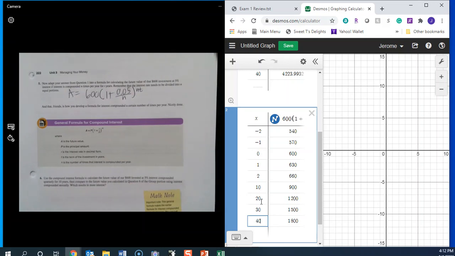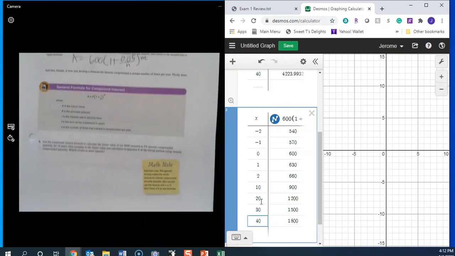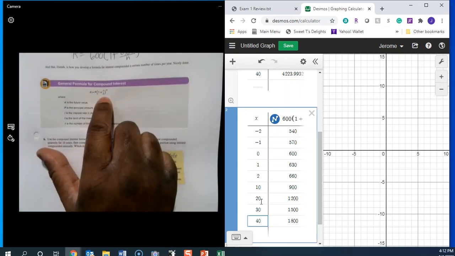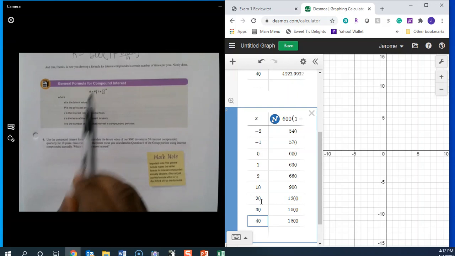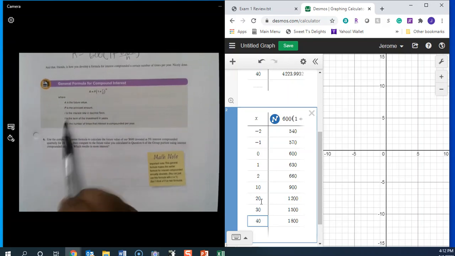It says, and that, friends, is how you develop a formula for interest compounded a certain number of times per year. Nicely done. Now, if you look here, we're given the same formula here. And you know, A is the future value, P is the principal, R is the rate, T is the time in years, and then N is the number of times that interest is compounded per year.